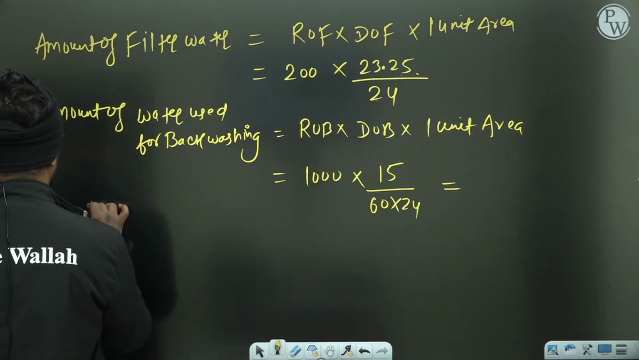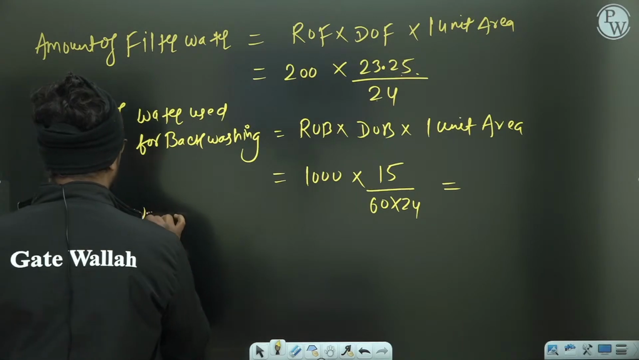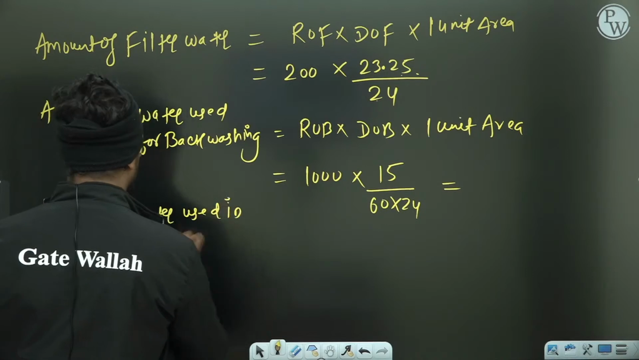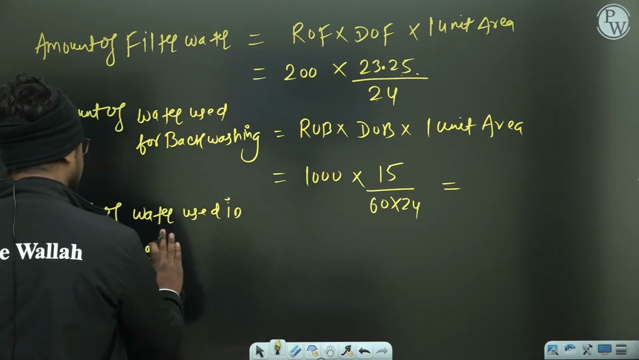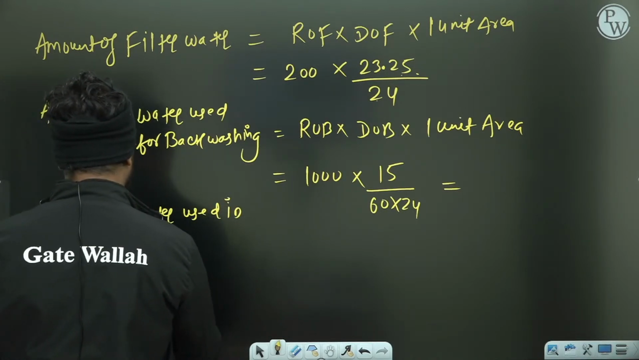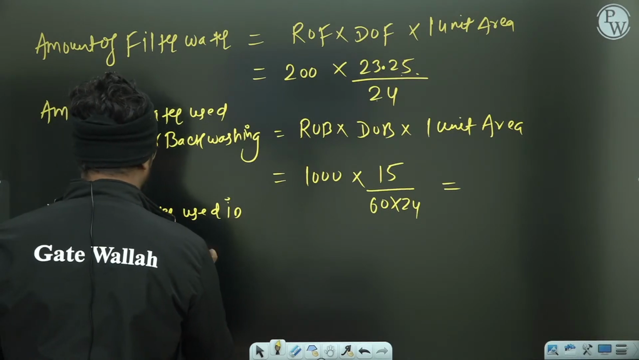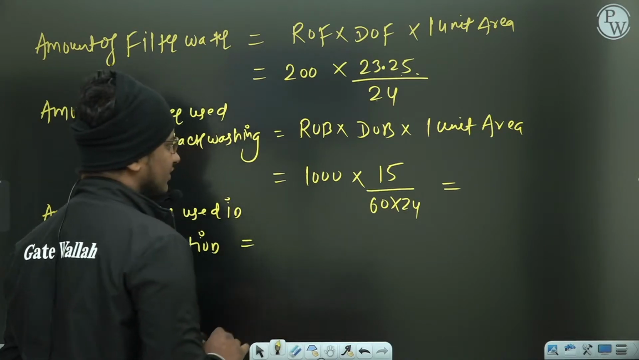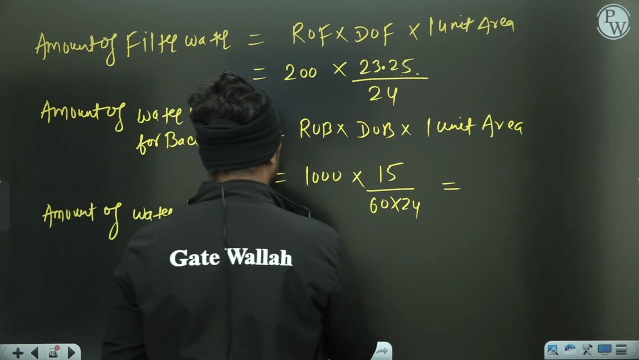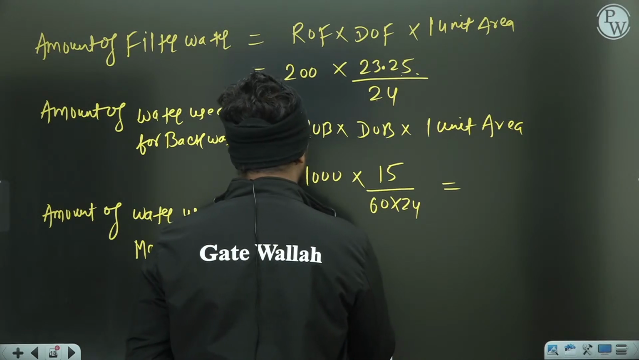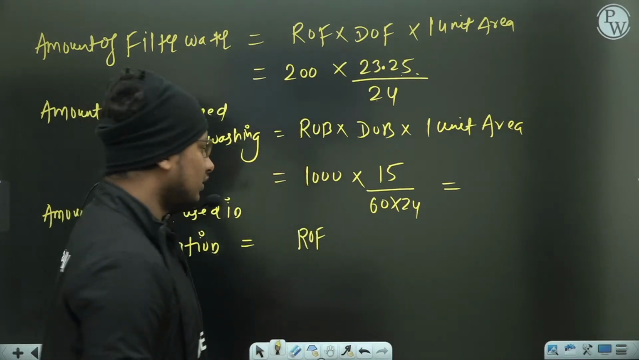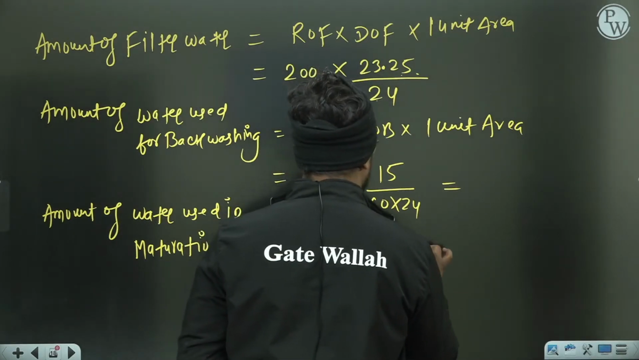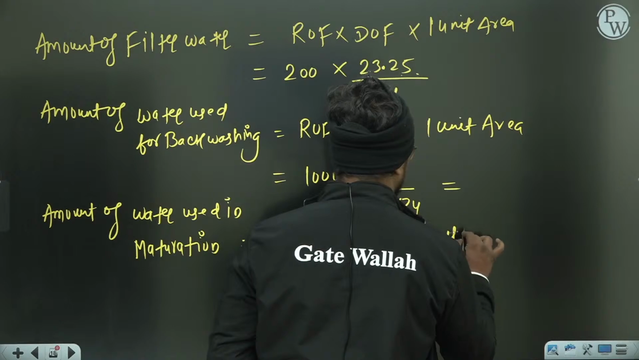Next, amount of water used in maturation. Amount of water used in maturation will be ROF, because you know that during maturation rate of filtration is going on. So ROF into DOF into 1 unit area.